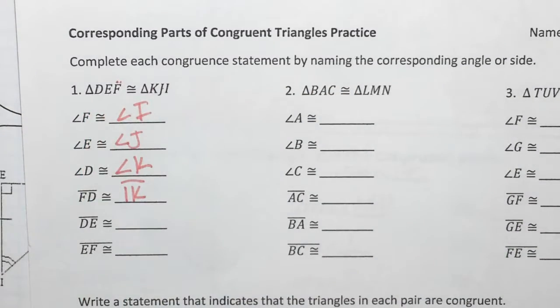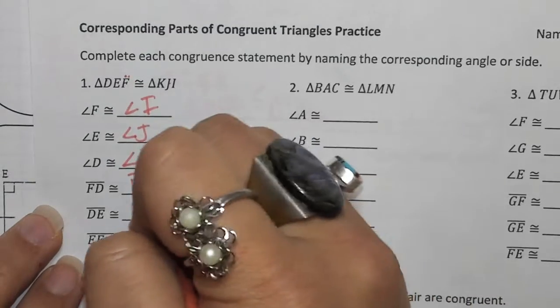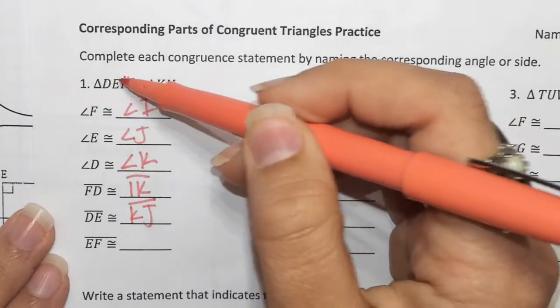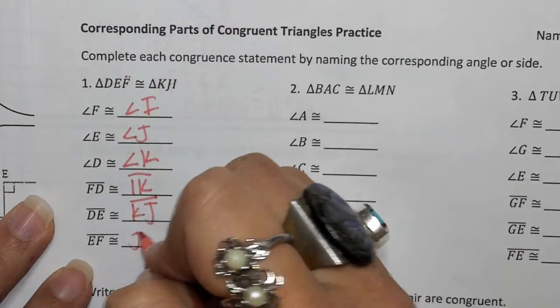Segment DE would be congruent to KJ. And yes. And EF would be congruent to, take a point.